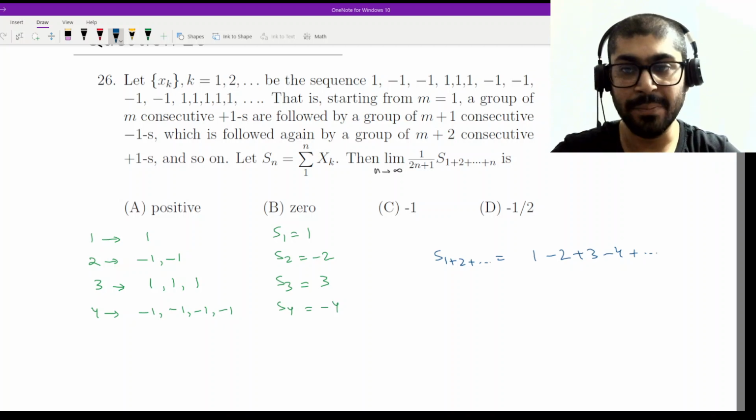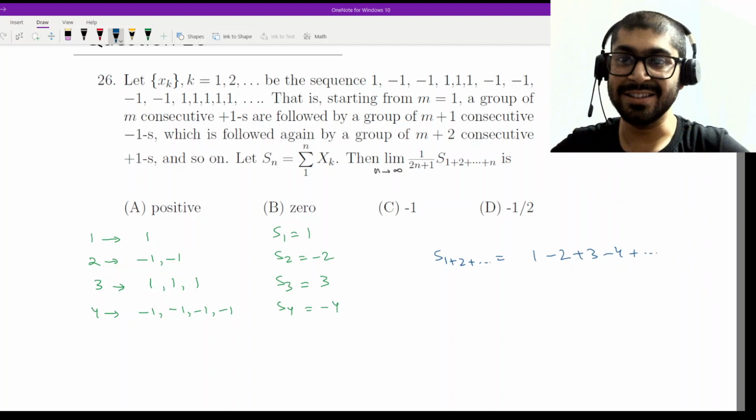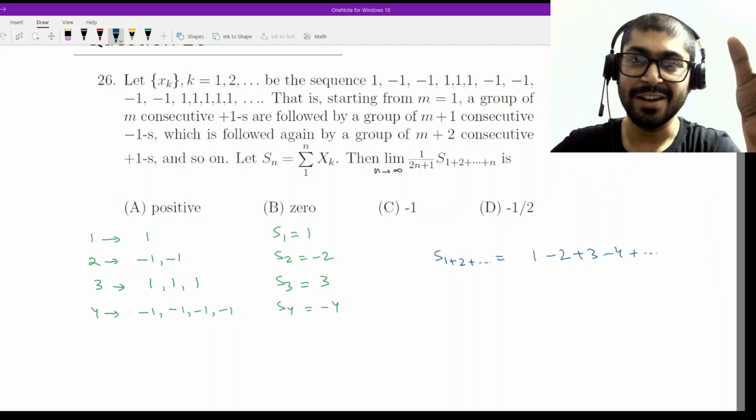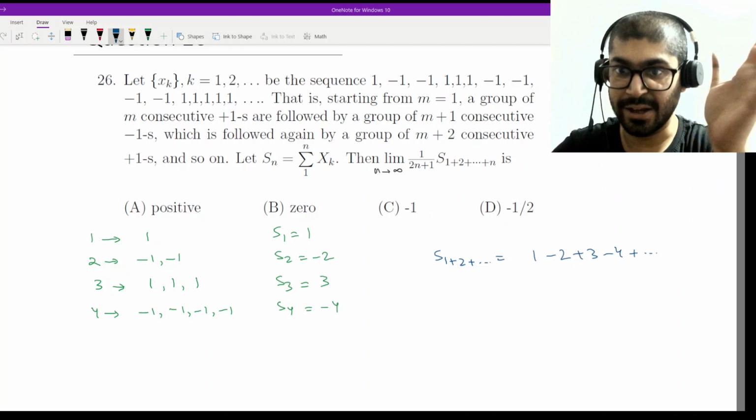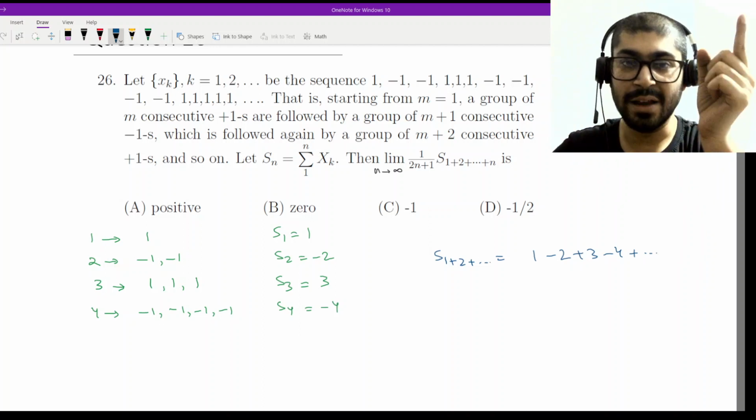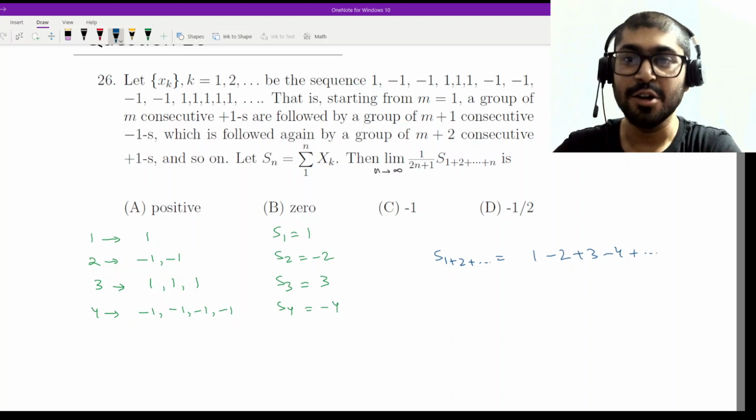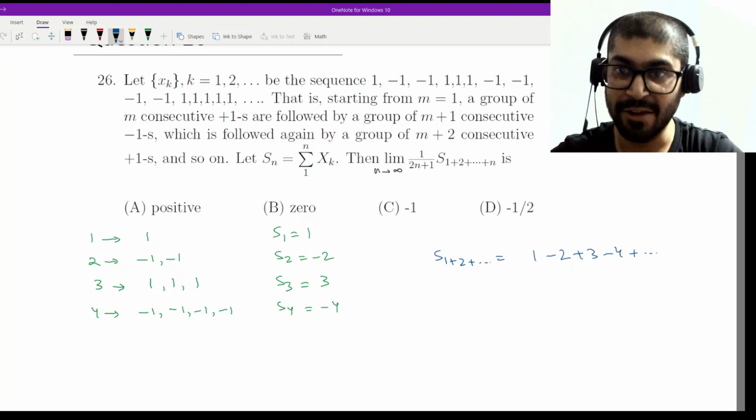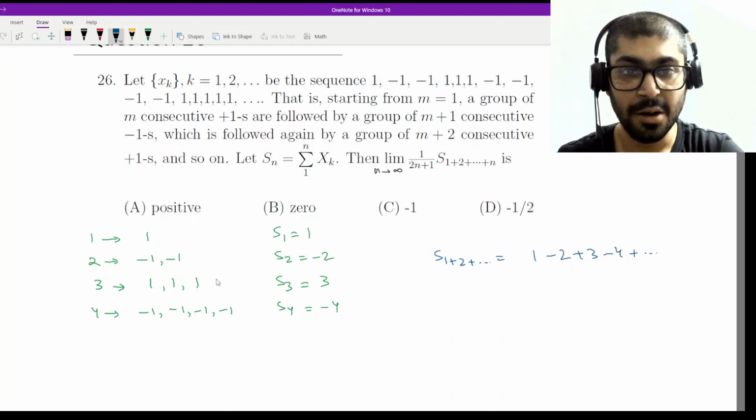And S4 will be 1 plus 3 minus 6, 4 minus 6, minus 2. So you can see that at S3 it is minus 2, at S4 it is 2. So it is oscillating. That is why the denominator 2n plus 1 is provided, so that the limit can be evaluated.